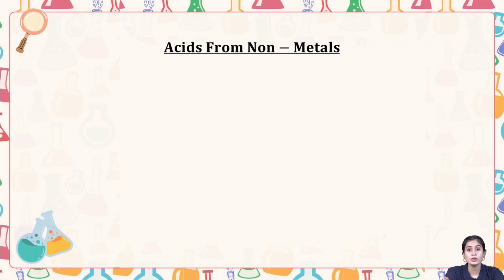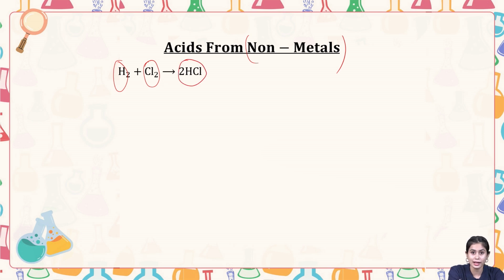Now we'll see the formation of acids from different reactants. So first we are going to take non-metals. Let's take one non-metal. Hydrogen, it's a non-metal. Chlorine, it's a non-metal. Both are gases. And what will it form? Hydrogen chloride, which is an acid, HCl, hydrochloric acid. Understood? Very simple reaction. H2 plus Cl2 will give me 2HCl.